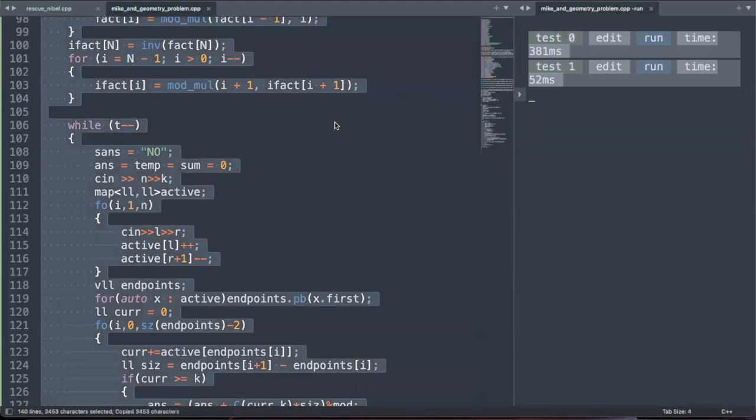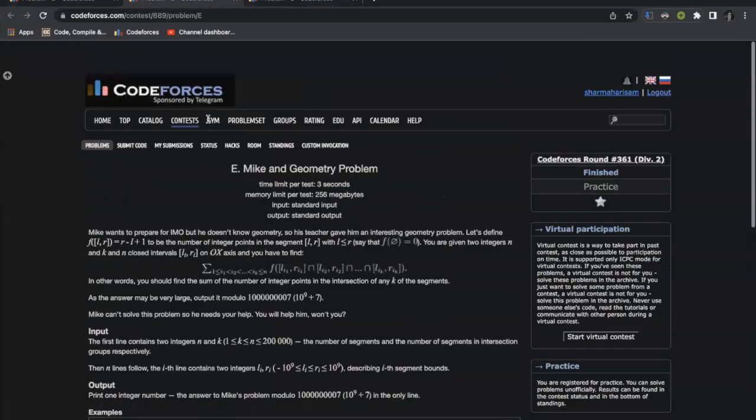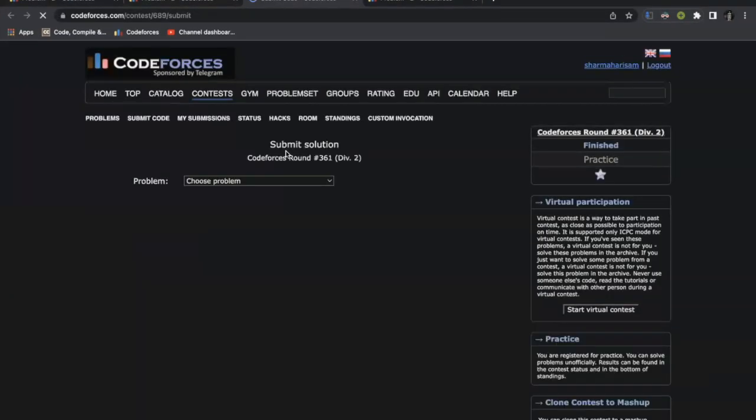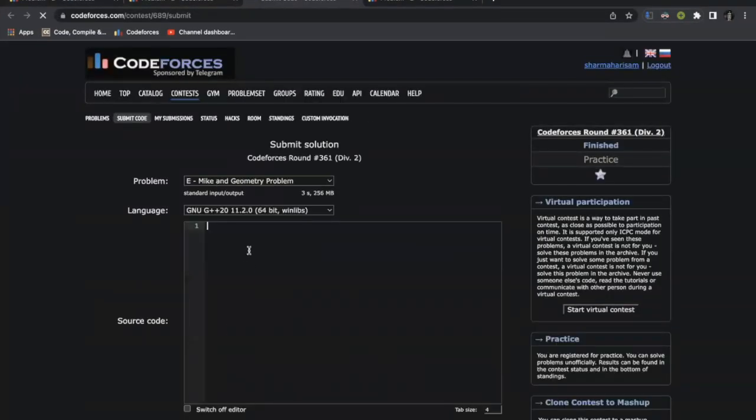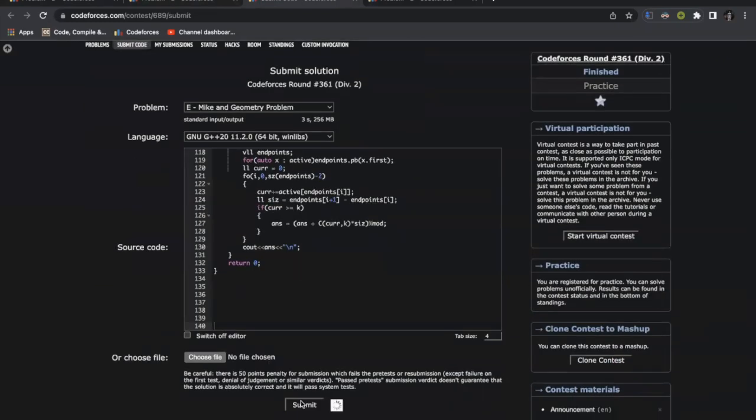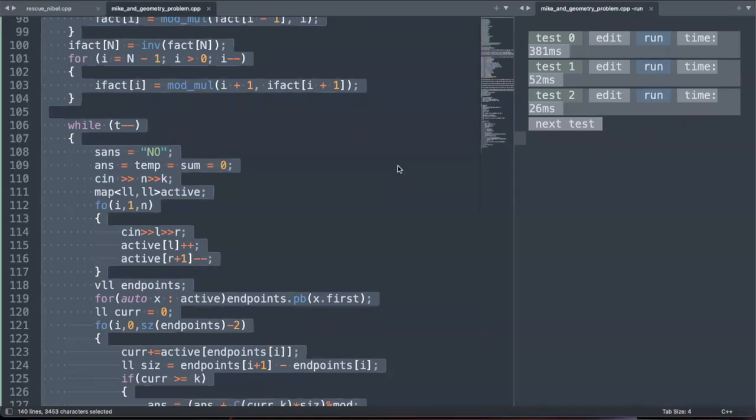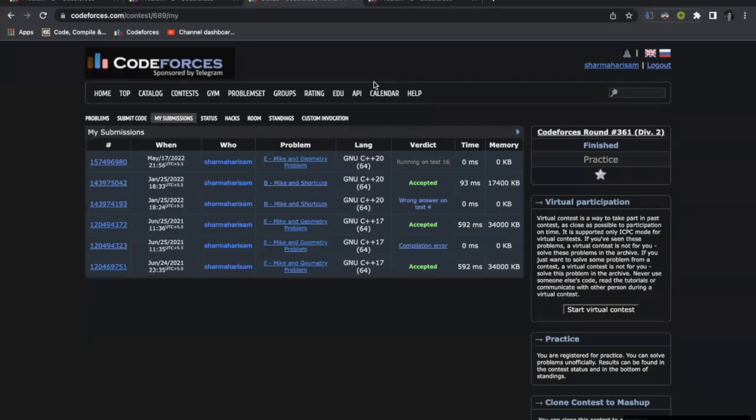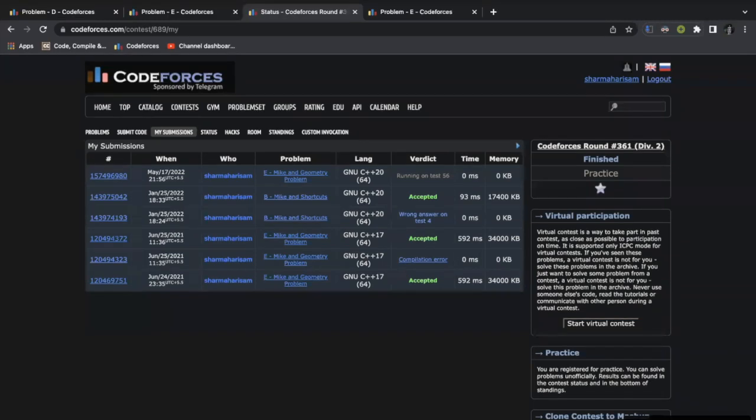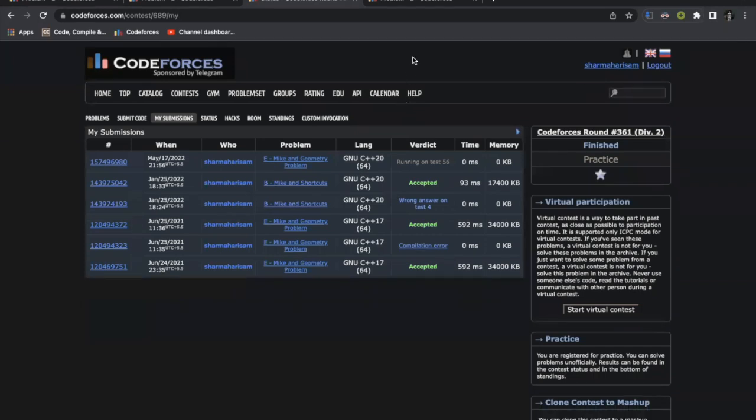Yeah, so let's just submit it. Okay, so it seems to be working fine. Does anybody have any doubts here, or should I move to the last problem that we'll be doing?